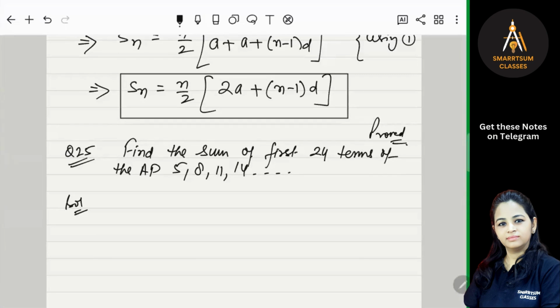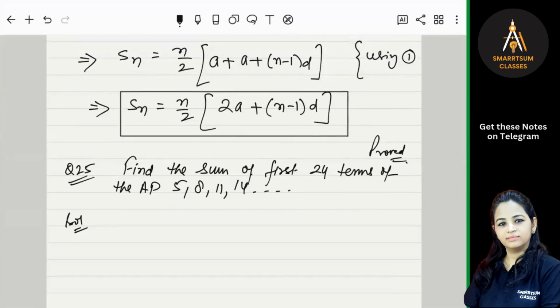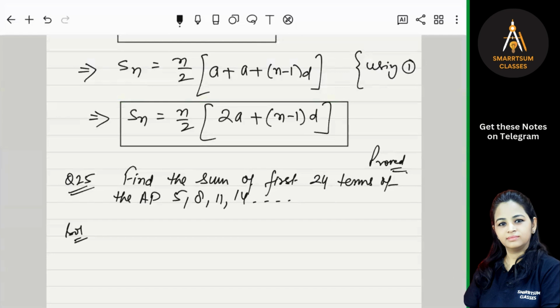So now on the basis of this formula for the sum of n terms of an AP, we can find out the answers to questions. As you can see, question number 25 here: find the sum of first 24 terms of the AP, which is 5, 8, 11, 14. If you keep on finding 24 terms and then add those terms to find the sum, it is a time-taking process. So instead, we can directly use the formula to find the sum of n terms.